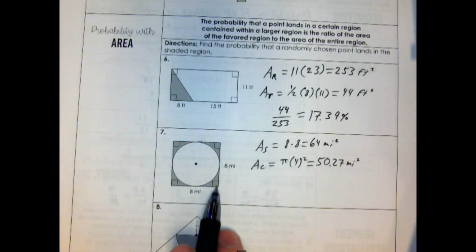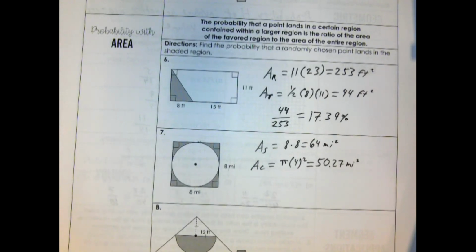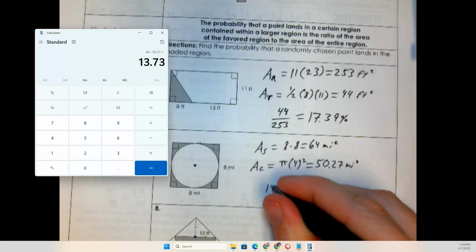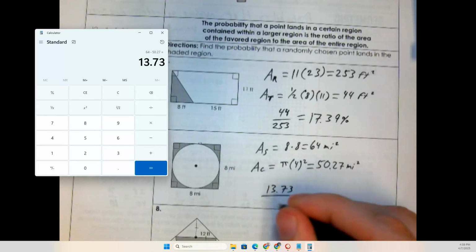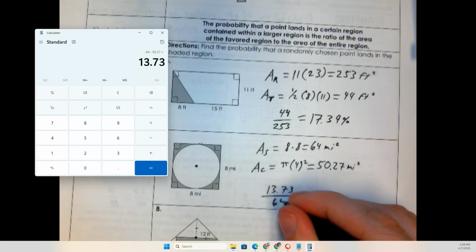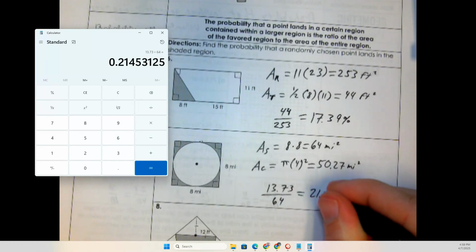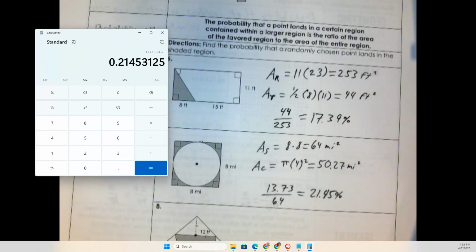The part of the square that is not in the circle is the favorite area. So let's calculate that. The total area of the square minus the area of the circle is 13.73. So 13.73 out of 64. If we divide by 64, that's 21.45%. Again, that's with me moving the decimal 2 places to the right.